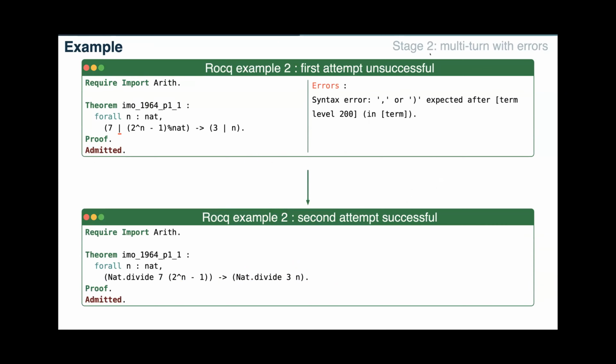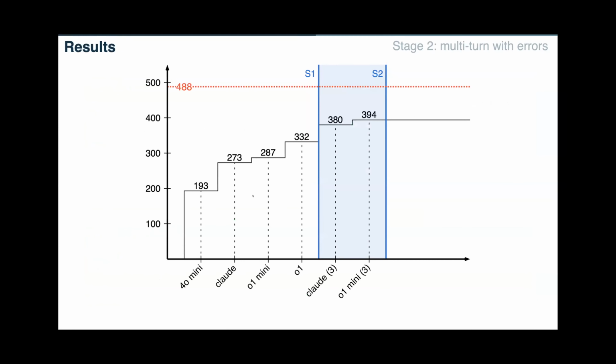For example, here we have a theorem using a pipe for division, for the divide predicate. But this notation was not in scope, so it did not type check. At the second attempt, the model was able to correct itself by using the Nat.divide notation. We focus only on 2 models, and at the end of this stage, about 80% of theorems were translated.